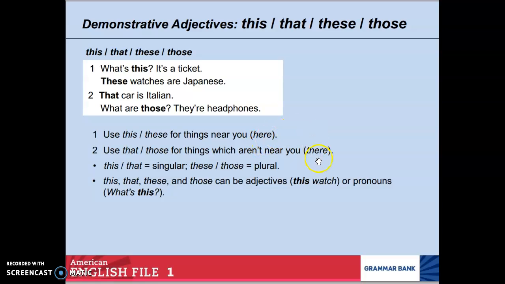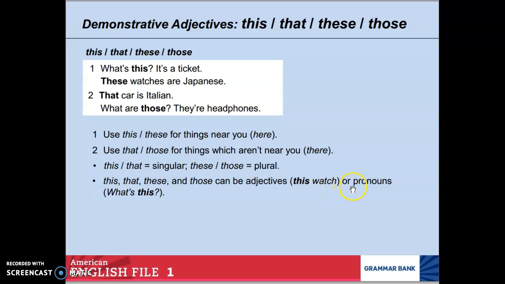Here, aquí, there, ahí. This and that are for singular objects, and these and those are for plural. This, that, these, and those can be adjectives. For example, this watch. In this example, this functions as an adjective describing watch, meaning quiere decir que no es cualquier reloj, sino este reloj.